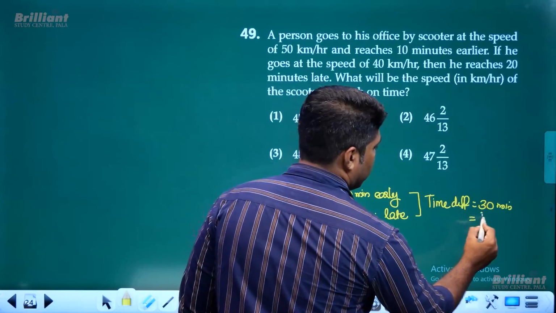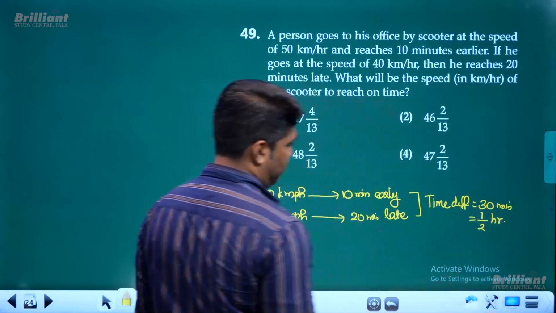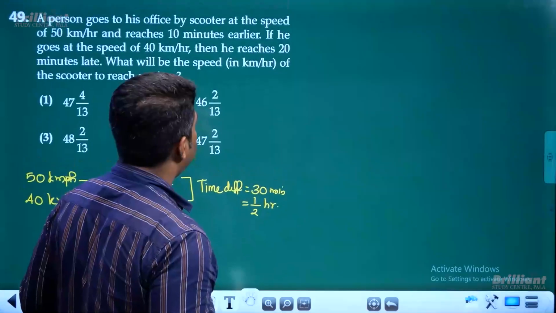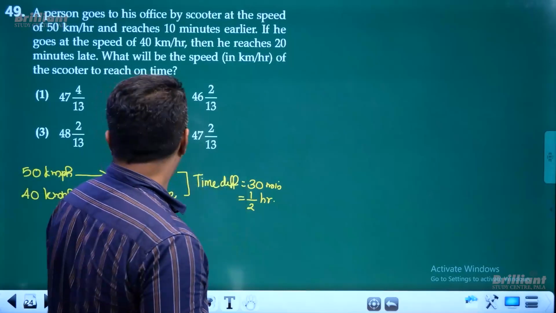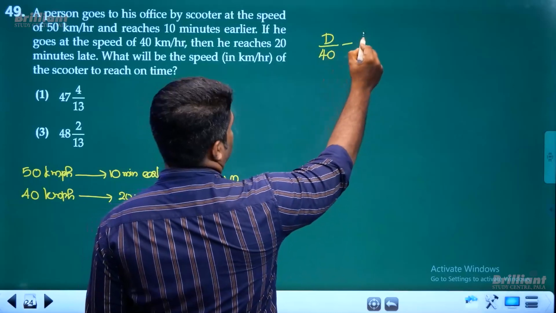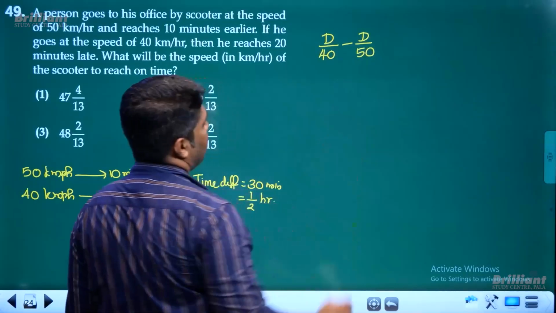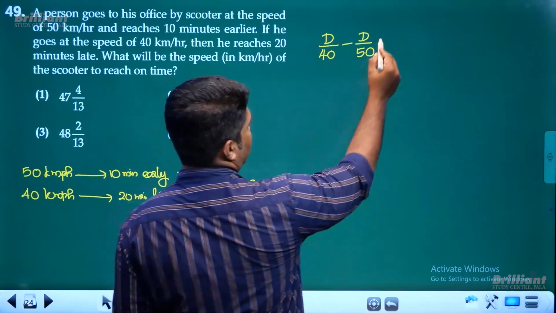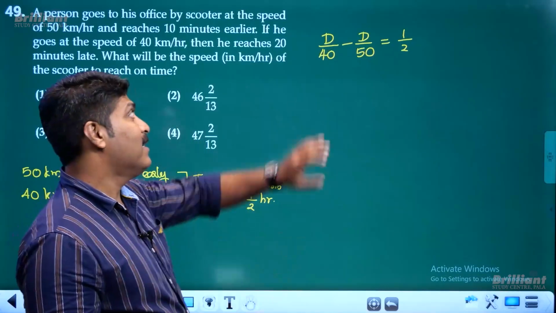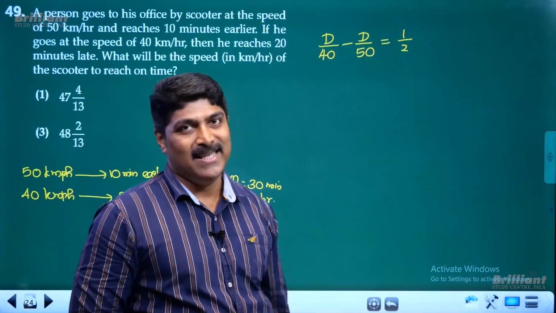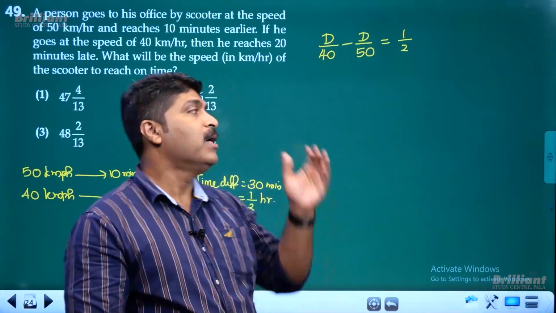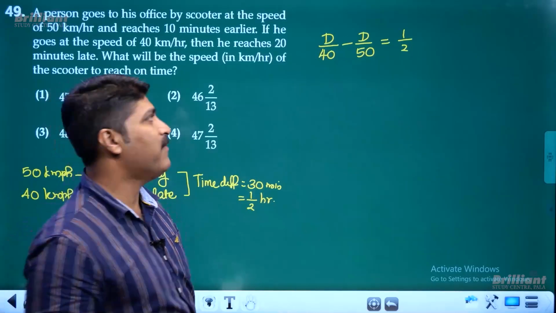30 minutes is the same as 1 by 2, half of an hour. By applying this concept, we can find the answer. Got it? In such a question, when we travel at 40 km per hour, he will take too much time. And at 50 km per hour, comparatively lesser time is required than the previous one. This time difference is 1 by 2 hours. That's the trick here. Don't forget, here the speeds are in kilometer per hour. You have to keep this time difference also in the form of hours. Just simplify it, you will get the value of D.